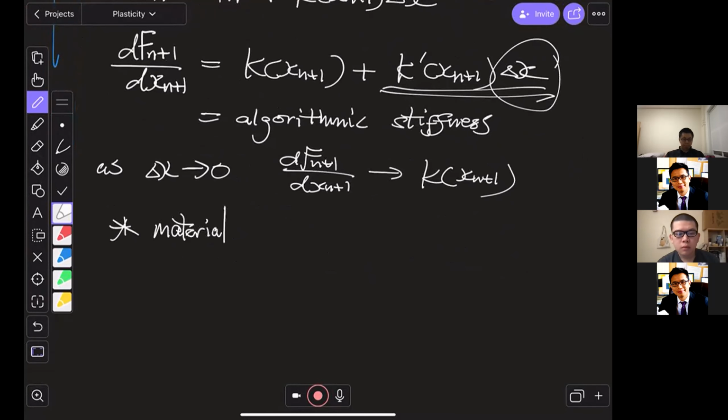And I can tell you that most of my students ignore that second term. So I think that's why sometimes they implement a code and it doesn't converge.